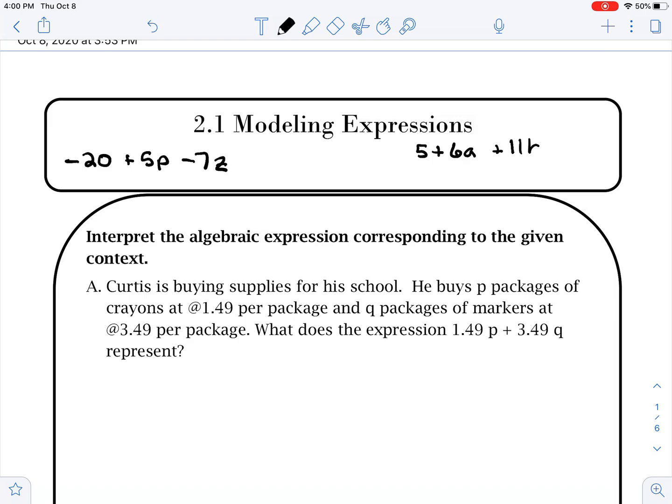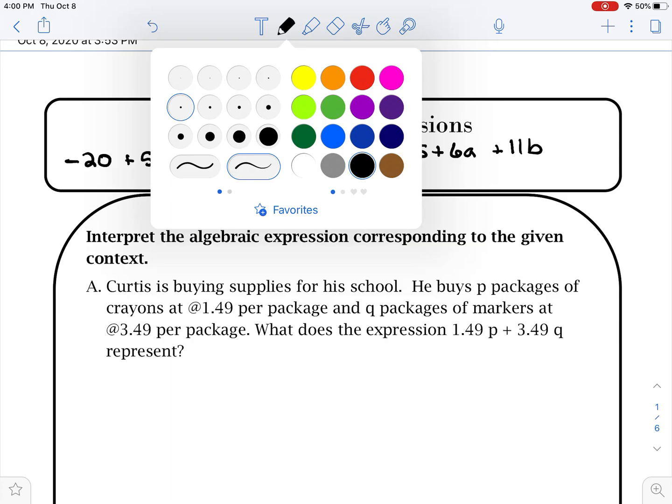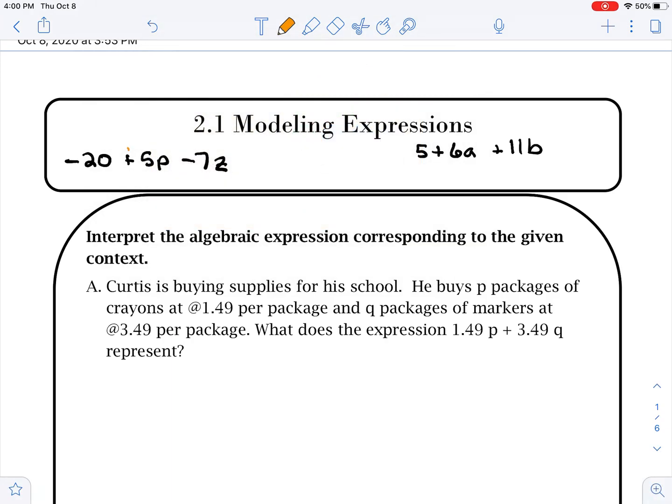plus 11b. And now a couple things we want to look at. We want to look at what we call terms. Terms are separated by addition and subtraction. So I have, in this case, 3 terms in this expression, because this is a term here, then we have addition, then we have a term here, then we have subtraction, and then we have a term here. So we have 3 terms in this one.